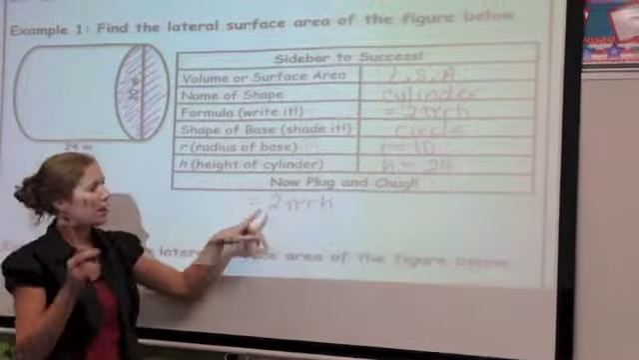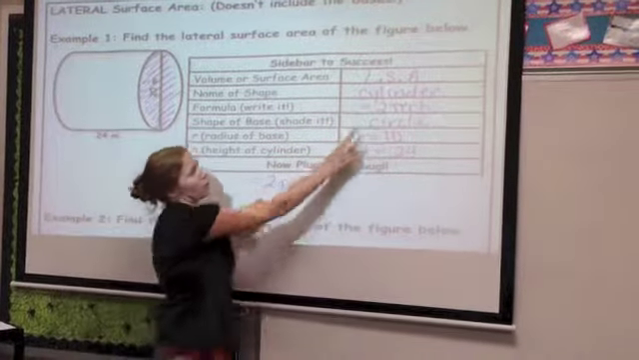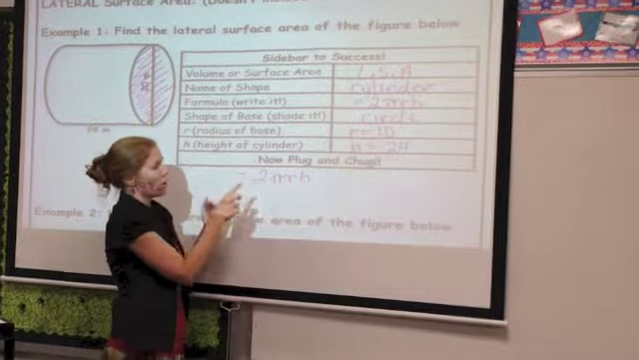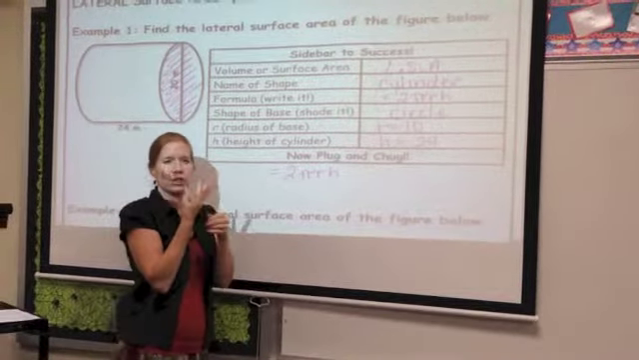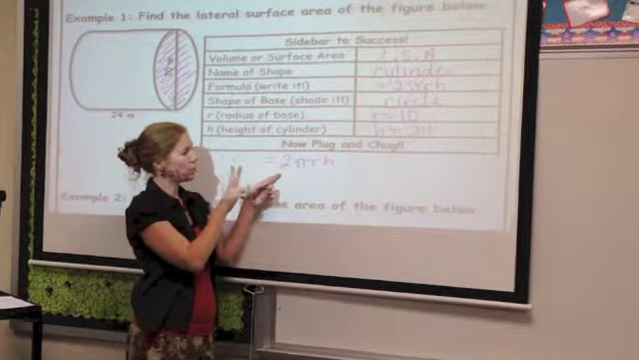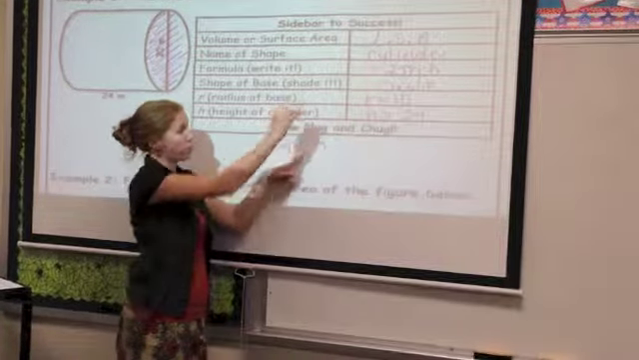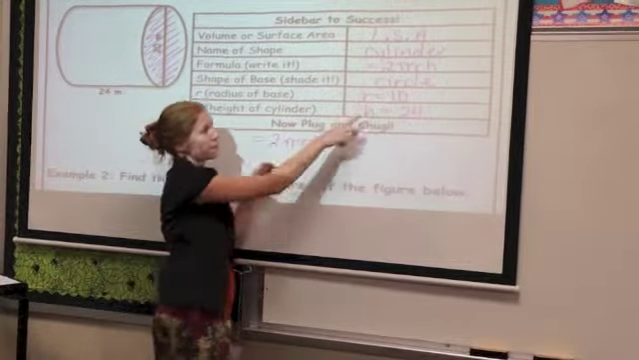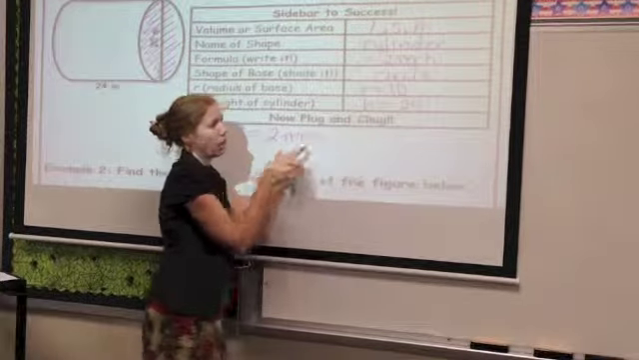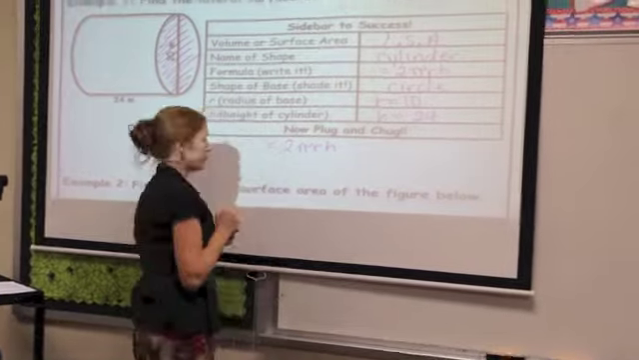All right, now I'm ready. I wrote down my formula again so I can show my work here. I just copied the formula there. For today, to make it easier, we're just going to use 3 for pi. So I'm going to put down 2 times pi, which is 3, and then plug in my radius of 10 and my height of 24. I'm going to put that down and then use my calculator to figure out the answer.